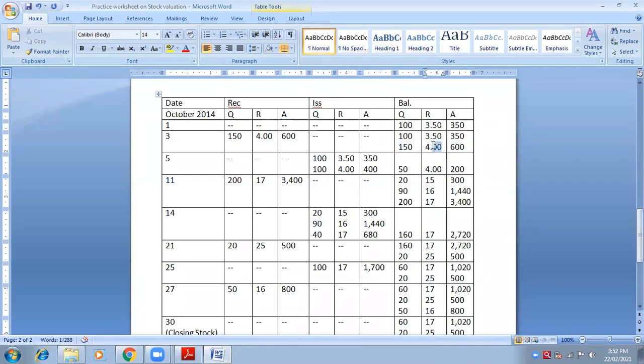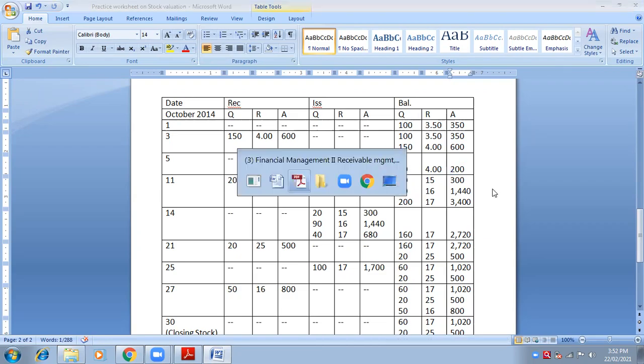150 into 4 was 600. But we issued 100 units at the rate 4 and it cost me rupees 400. So 600 were there in my pocket. Out of 600, 400 is issued, spent, went out. So out of 600, 400 is gone. So how much is left over? 200. So is it correct? Yes, ma'am. Okay.